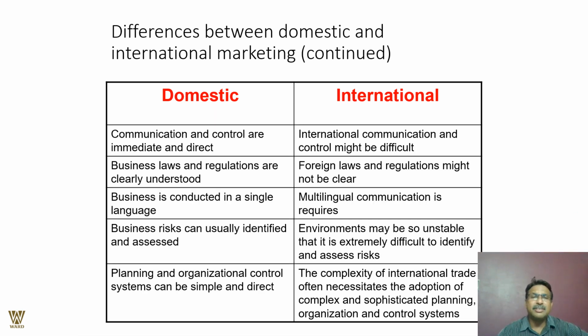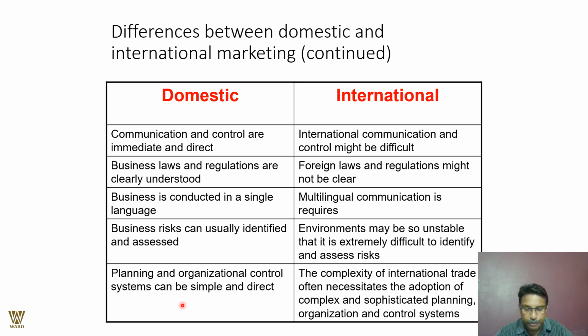So what are the differences? We are talking about domestic business, where communication and control are immediate and direct. Business laws and regulations are thoroughly understood. Business is conducted mostly in a single language. Business risk is usually defined and easily assessed. Planning, organization, control and systems can be very simple and direct, as the case might be.